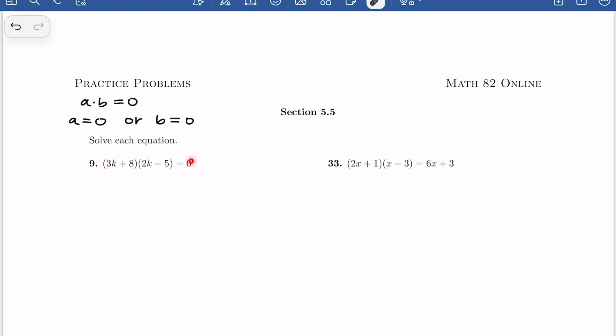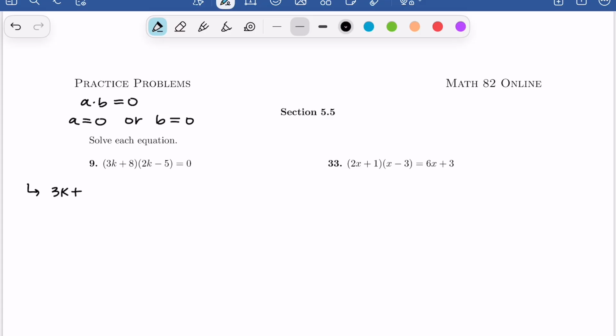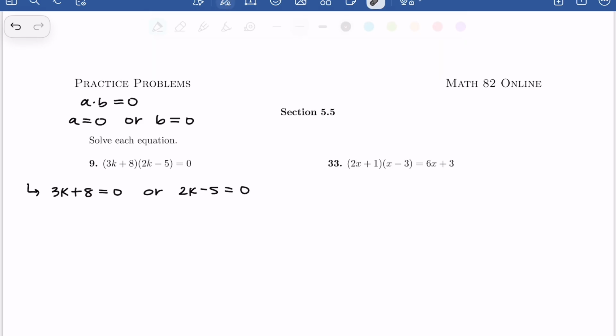Looking at this first one here, notice we have the product of two factors equaling 0. So right off the bat, we know that we can use our zero factor property because it's in this form. We have the product of two things giving me 0. So applying the zero factor property, this tells me that either my first factor is going to be equal to 0, or my second factor is going to be equal to 0, or both of these could be equal to 0. So what we need to do is then solve both of these equations for k, and these would be our two potential solutions that will make this statement true.